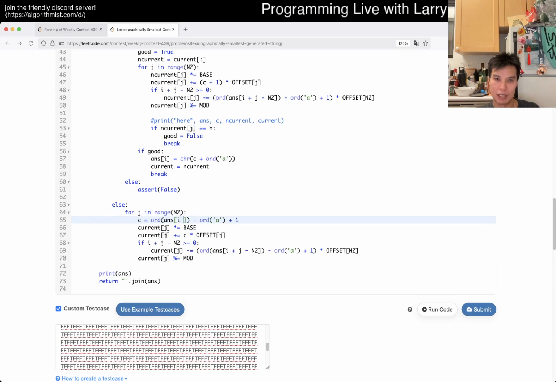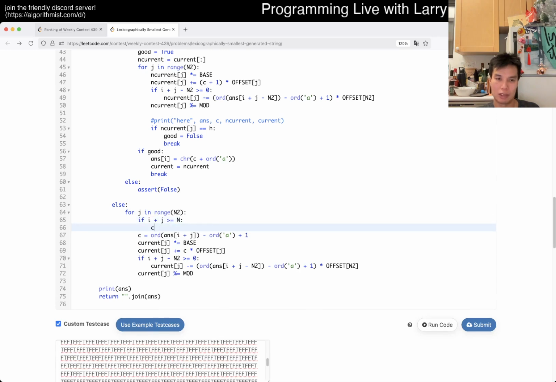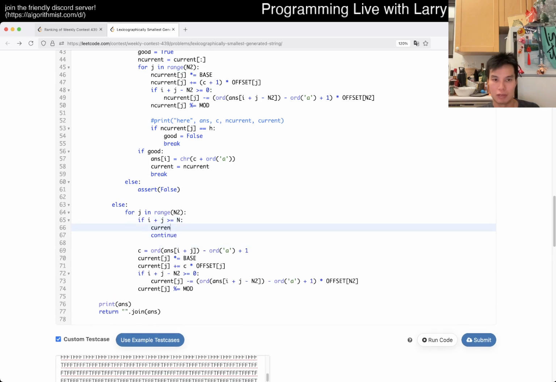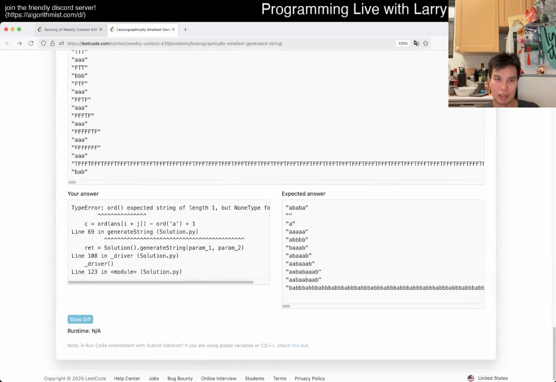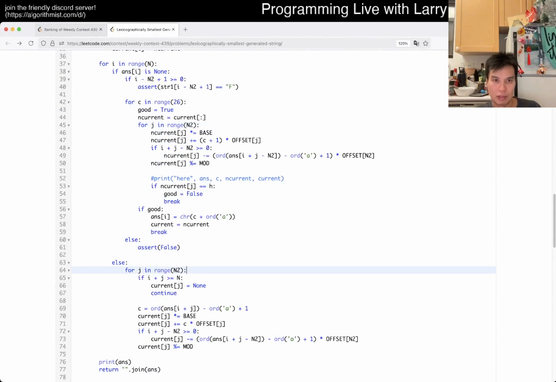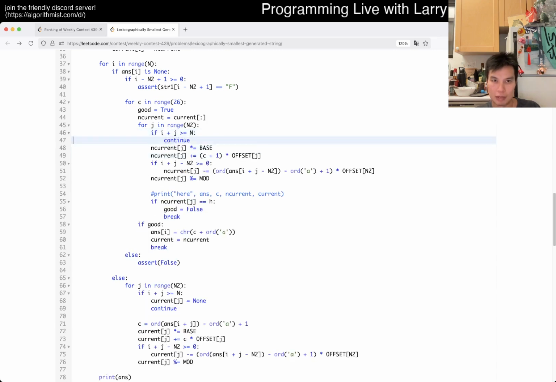This is I plus J. If I plus J is greater than or equal to n, then we continue. I think this is fine. Then we don't have to do the math for it. I mean, I have to update here for that to be true, but I think that's true. I mean, I don't even have to update that.